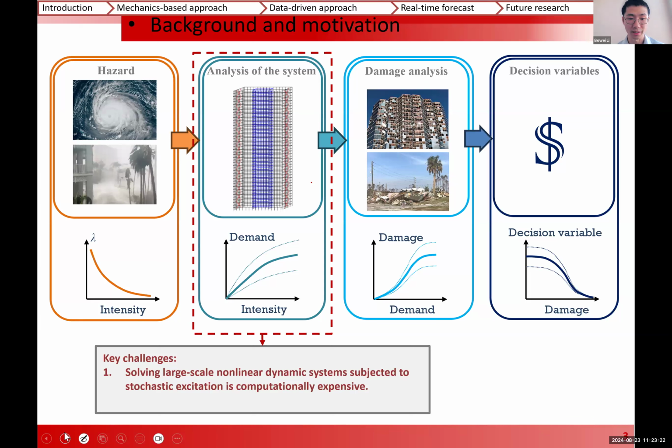So there's a nonlinearity, and the problem itself is dynamic. So now we have three keywords: large scale, nonlinear, dynamic system, and we need to analyze that. That leads us to nonlinear dynamic analysis for large scale systems, and we know that it is notoriously time consuming. And what is even worse is that I didn't mention how we are going to capture the uncertainty.